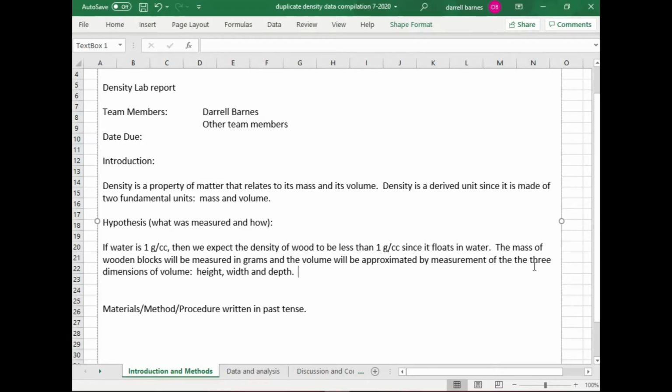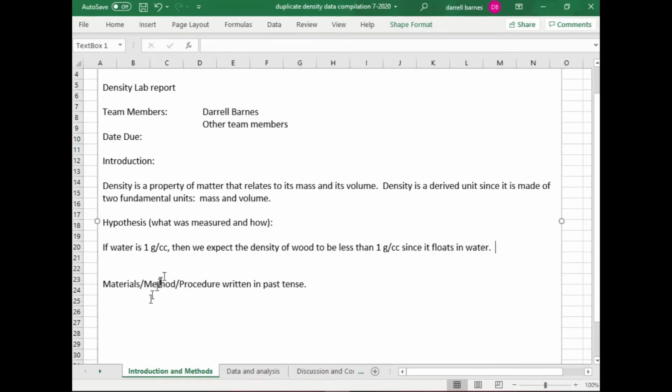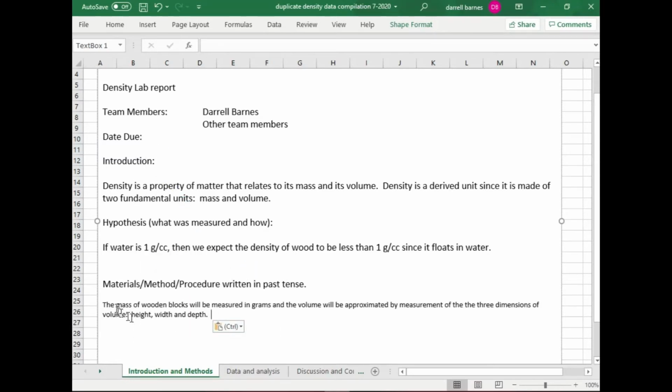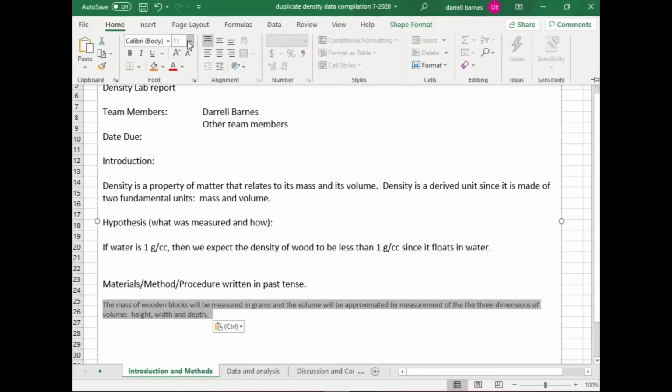The mass will be measured in grams, and the volume. That sounds more like a method, doesn't it? Let's take that and move that down. That doesn't sound like that even fits. Hold on a second. Let's go with cut, and let's paste that. All right, good. And let's get that back up to 14 so that you can see that.